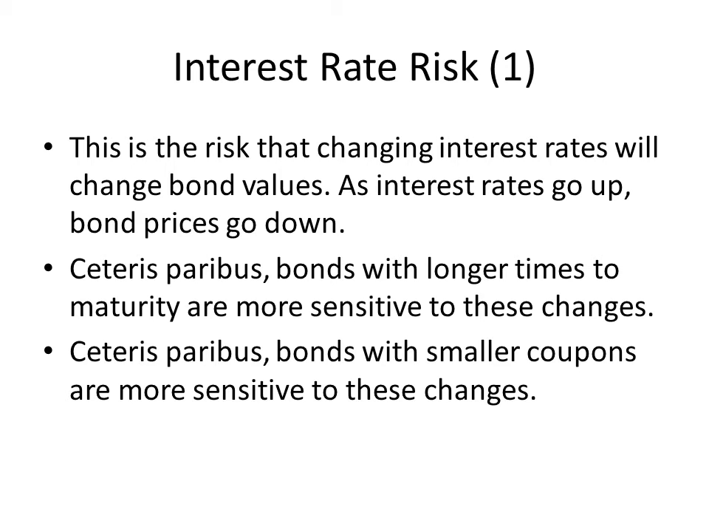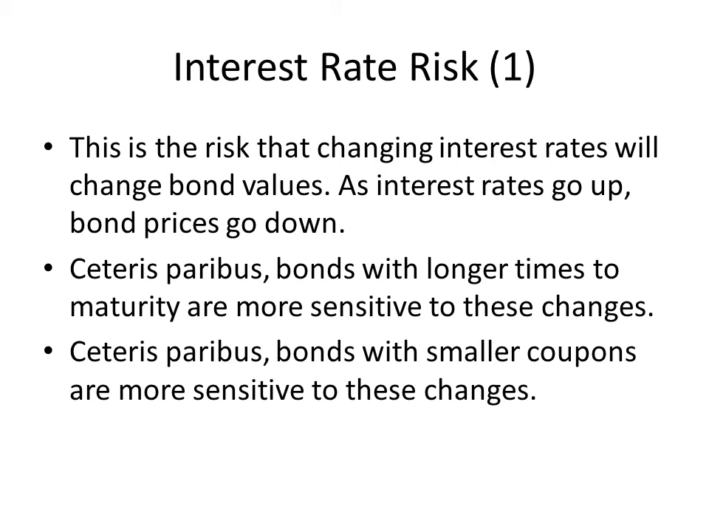In your mind, you could picture a teeter-totter, or a seesaw. If you have interest rates on one end of the seesaw, bond values would be on the other end. As one went up, the other would go down, and vice versa. It's always like this. It's a mathematical relationship. It's been this way since the first bond was sold, and it will be this way until the very last bond is cashed in. Now, ceteris paribus, bonds with longer times to maturity are more sensitive to these changes.